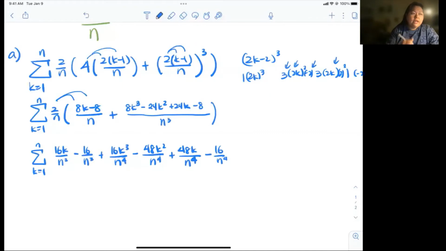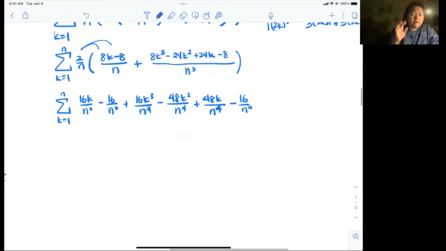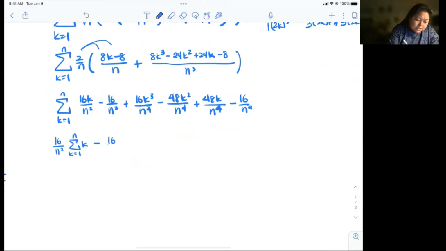So what you can do now is split each of these terms up into its own individual sigmas. I know it sounds like a lot, but trust me, be patient, it will work out, right? So the first one you want to split up, and take out whatever is not k to be your coefficient in the front. So the first term becomes 16 over n squared, sigma k equals 1 to n of k, minus 16 over n squared, sigma k equals 1 to n of 1. There's a 1 there. You don't want to say 0. So I'm on this term here, okay?